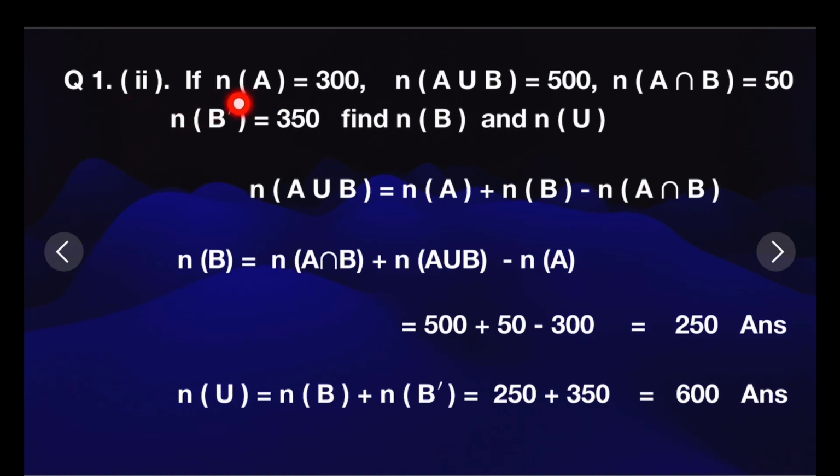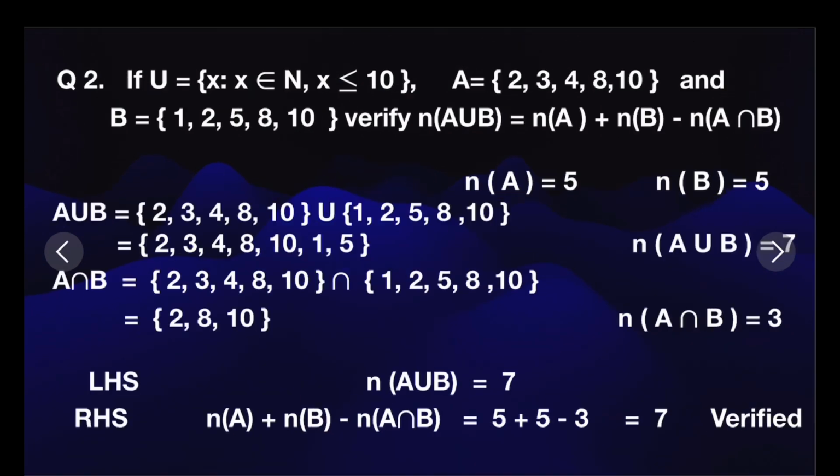Number 2, again here n(A) is given, n(A union B) is given, and n(A intersection B) is given. You are asked to find n(B). So the same formula, but all these three values are given. Put the values and you will get the answer. You can find out n(B). And you are asked to find n(U). Again, put the formula for n(U), put the values and you will get the answer.